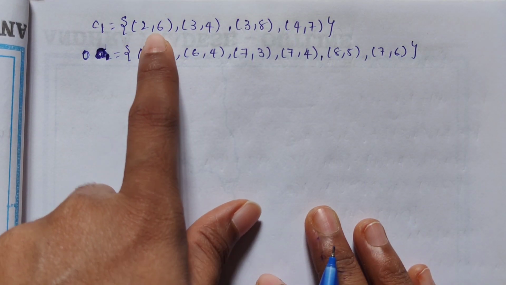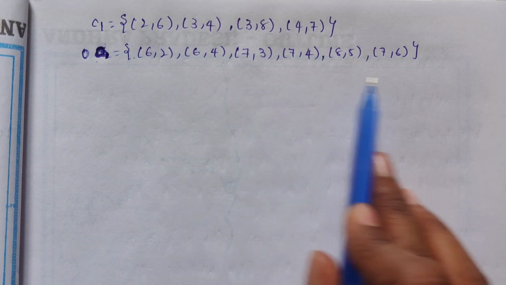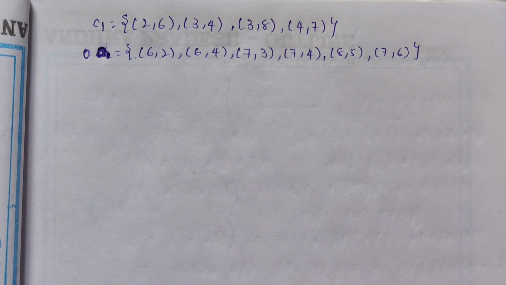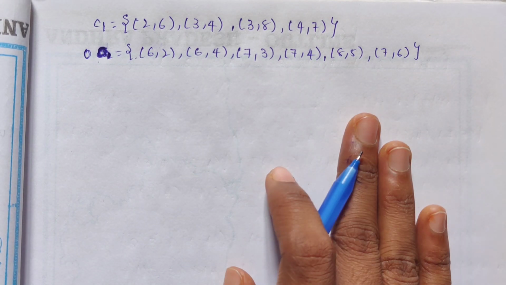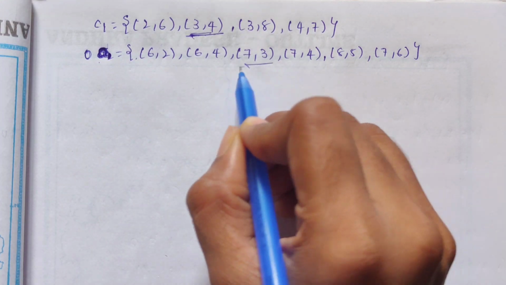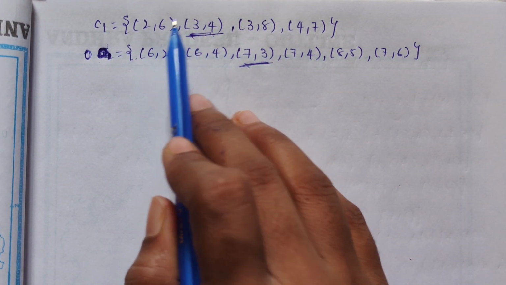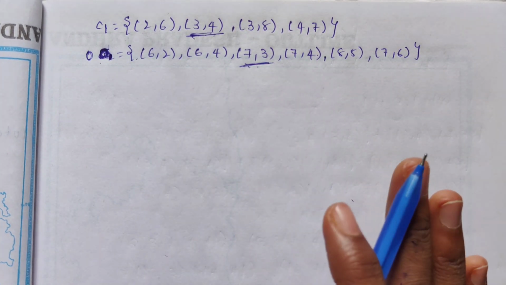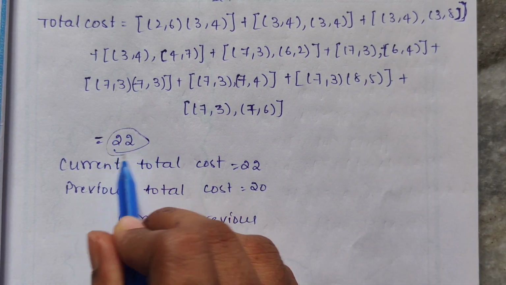In cluster 1 we have 2, 6, 3, 4, 3, 8, 4, 7, and in the O cluster we have these values. Understood? Now, like we calculated the total cost in cluster 1 and cluster 2, here also we should calculate the total cost. Remember the main medoids. 3, 4 is the main medoid in this cluster, and 7, 3 is the main medoid. Now we should calculate the total cost from 3, 4 to all new data points and 7, 3 to all new data points, and we should add them. Understood? Here after finding, the total cost value is 22.